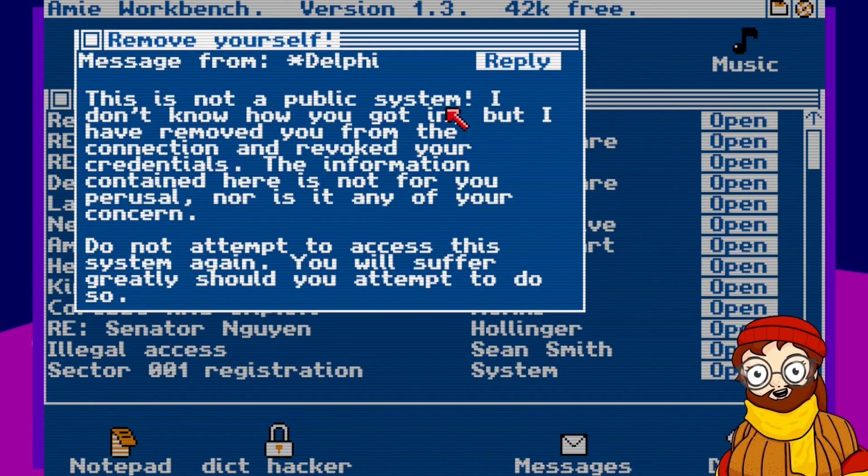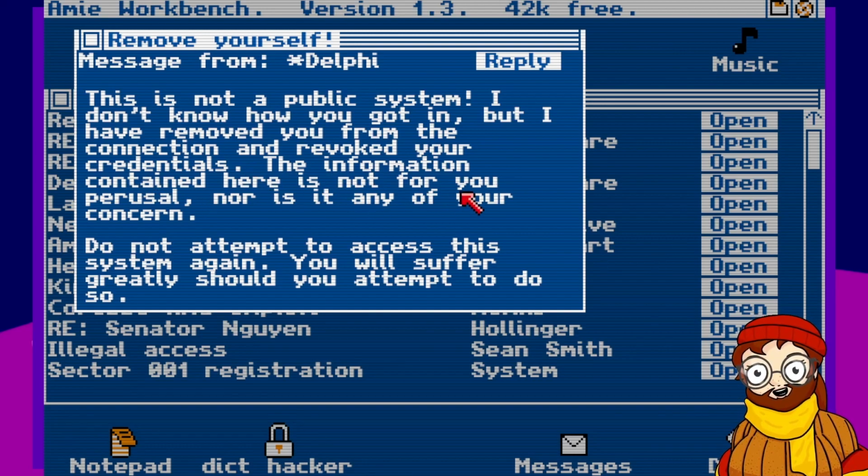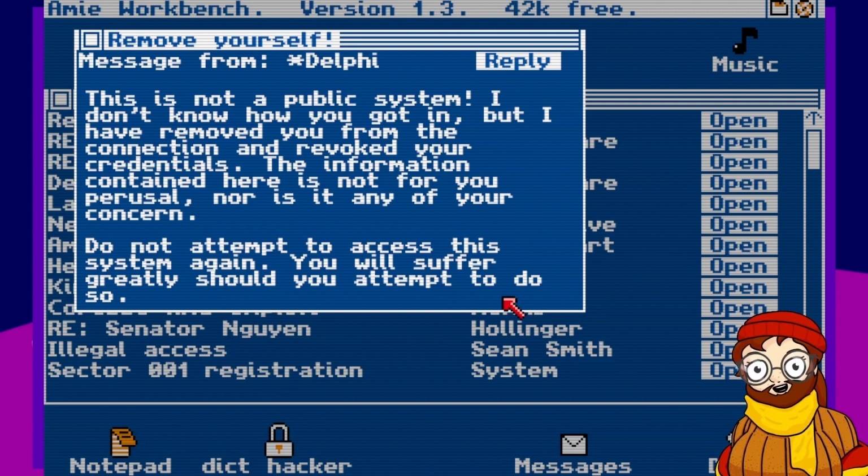This is not a public system. I don't know how you got in, but I have removed you from the connection and revoked your credentials. The information contained here is not for your perusal, nor is it any of your concern. Do not attempt to access this system again. You will suffer greatly should you attempt to do so.